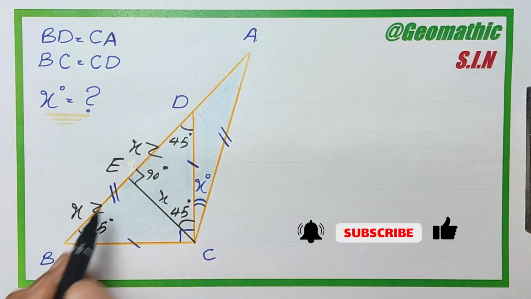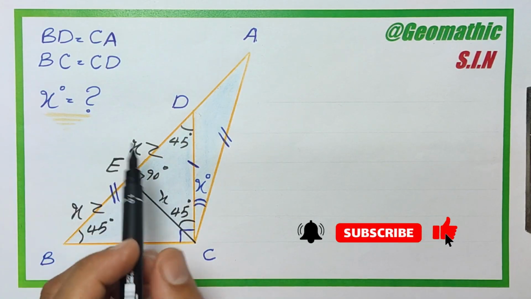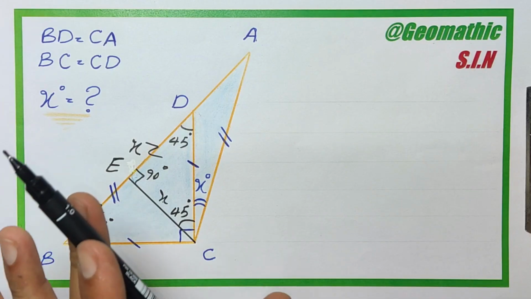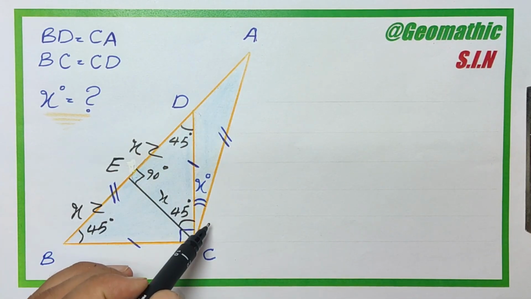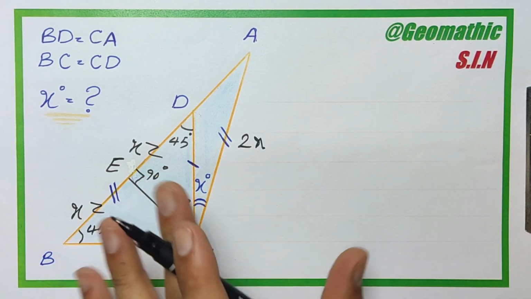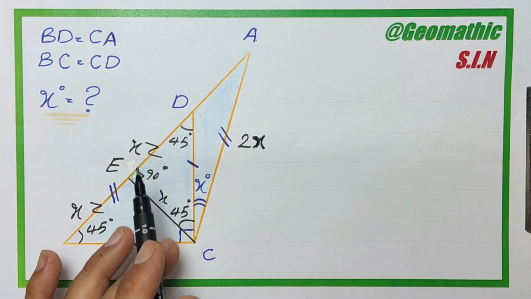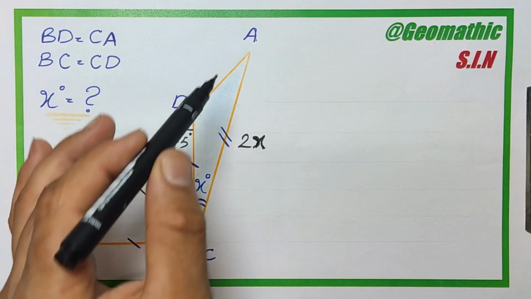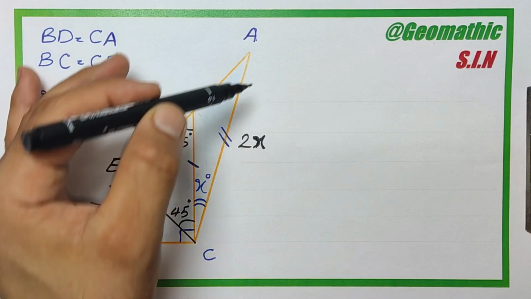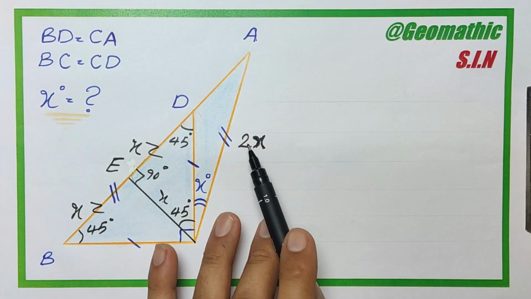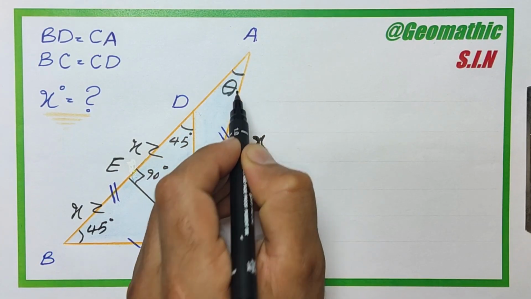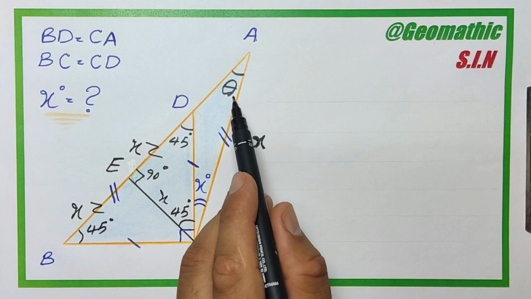We are given that BD equals AC. And since BD equals X plus X or 2X, then AC is also equal to 2X as well. Now if you look closely, we have another right triangle, AEC. Its base is X and the hypotenuse is 2X. If we call angle A as theta, how can we find the value of theta?